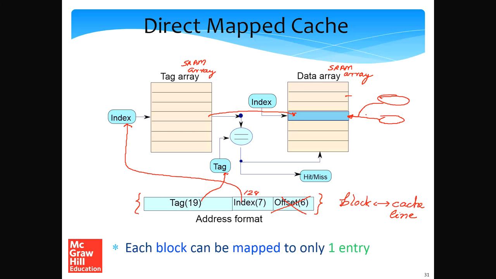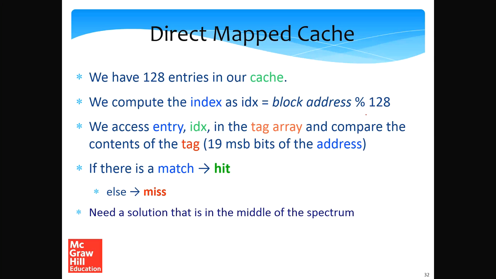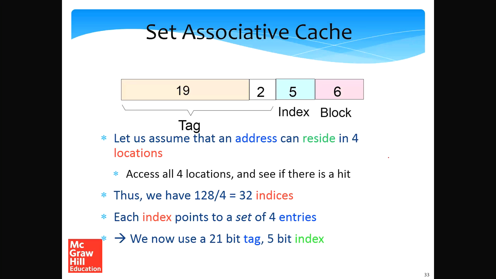So let us now look at something which is in the middle. And this slide I'm not going through because we have just discussed this, the operation of direct mapped cache in the previous slide. So without any further discussion, I'll just move to the next slide, which talks about an intermediate solution called a set associative cache.